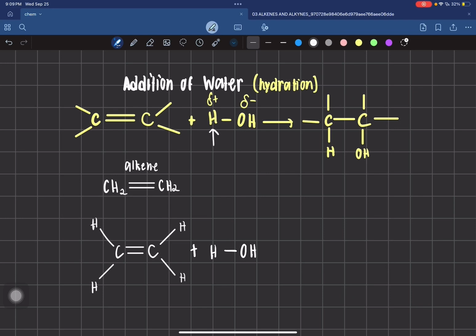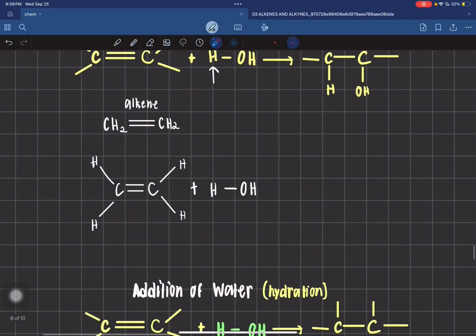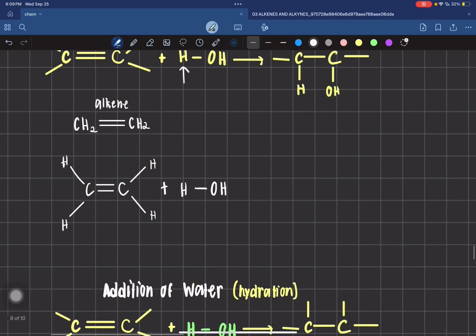So, this would be our electrophile. Itong H. Okay. So, as we know, it will break the double bond. Itong pi bond sa double bond will break. And itong sigma bond between our reagent will also break to form the new compound. Pero, let's break it down step by step muna.